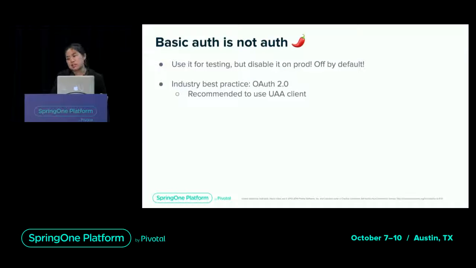So the industry best practice these days is OAuth 2.0. Internally, our recommended implementation of that interface is to give every service instance its own UAA client. Of course, UAA is OAuth compliant and gives you a lot of functionality out of the box, so you don't have to re-implement all of it yourself.